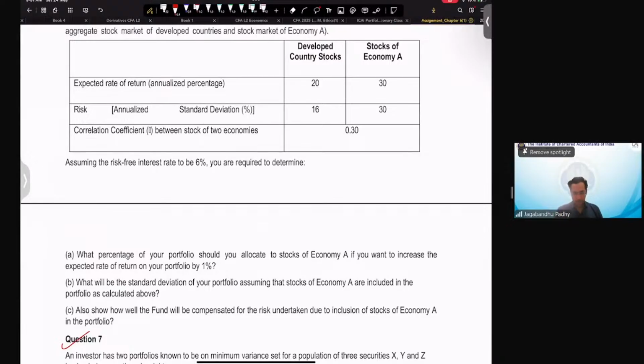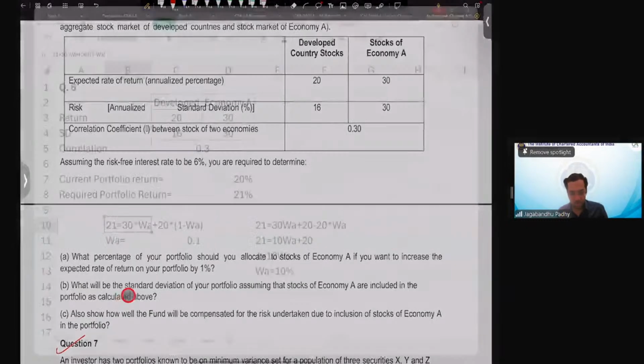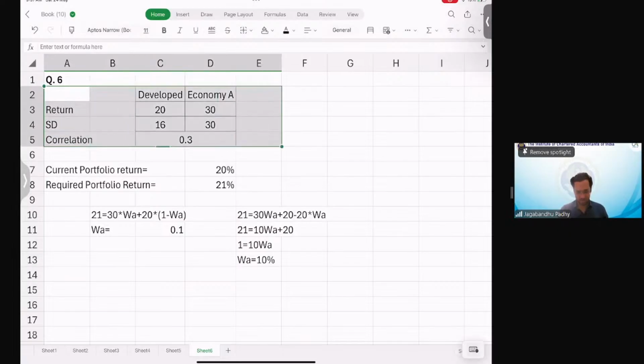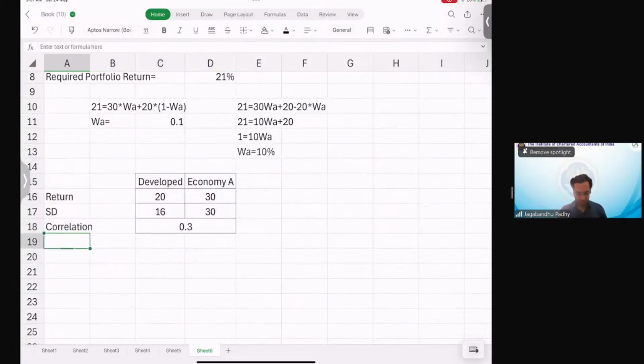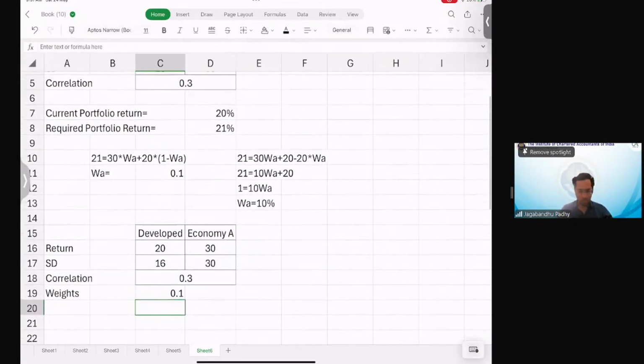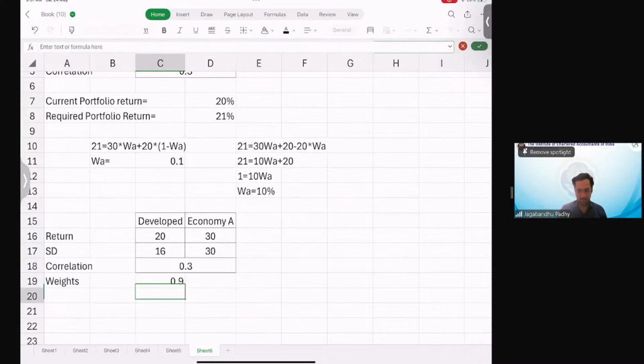Then what will be the standard deviation of the portfolio, assuming that stocks of economy A are included in the portfolio as calculated above? Now we have the weightages, where the weights are 0.1 in economy A, 0.9 in the developed economy.